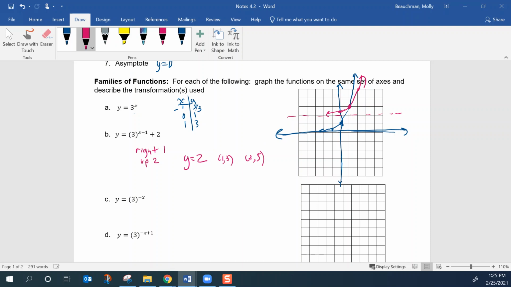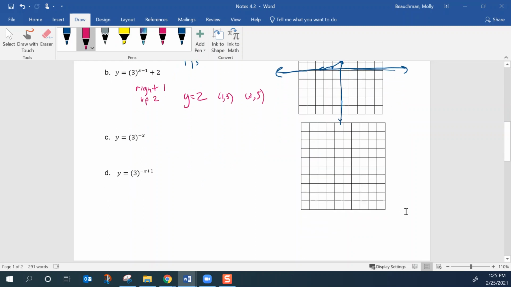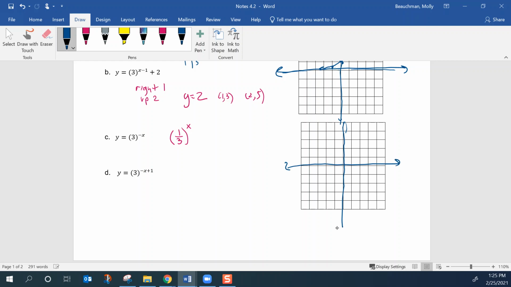All right, what else can we do to the function? We saw that if we take 3 to the negative x, that's actually the graph of 1 over 3 to the x, or 1/3 to the x. So this time our function is the graph of 3 to the x reflected over the y-axis. So I'm going to start with that function. There's 1/3, negative 1, 1, 2, 3. So there's our function, 1/3 to the power of x.